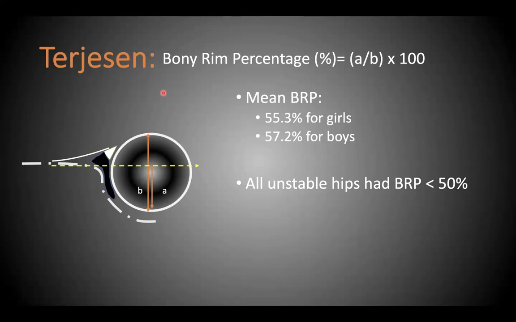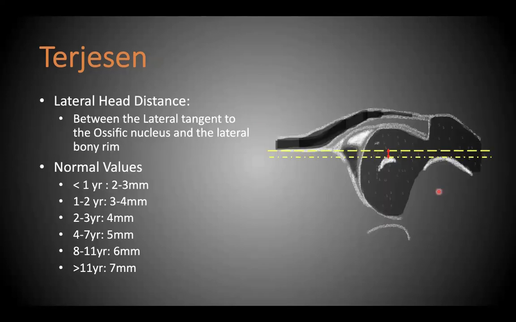So Terjesen has described his way of scanning, wherein he has described this bony rim percentage, or what we also call the femoral head coverage, which is the percentage of the diameter of the femoral head that is covered by the bony roof divided by the total diameter of the femoral head. He calculated the mean bony rim percentage to be 55% for girls and 57% for boys. And he classified all hips as unstable if the bony rim percentage was below 50%.